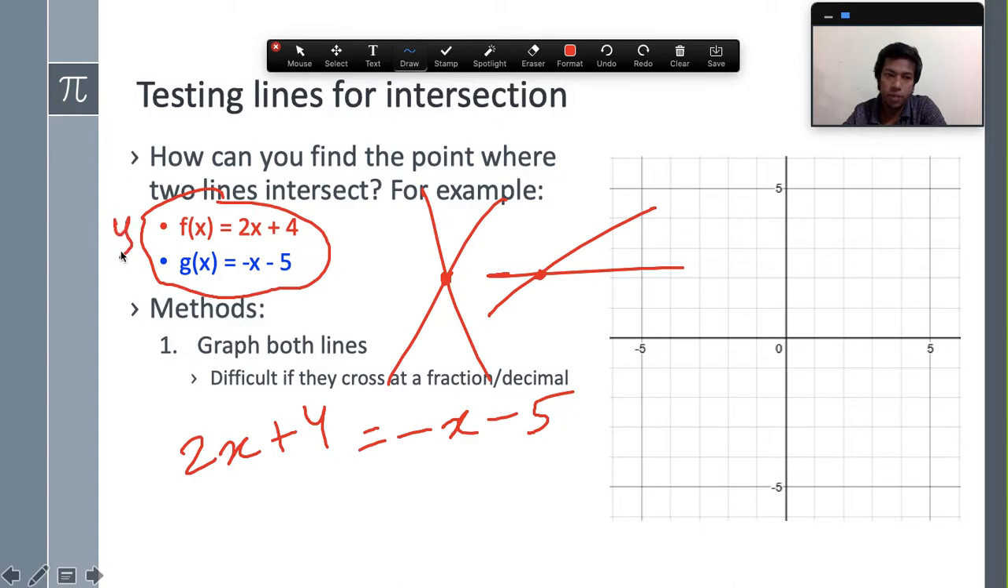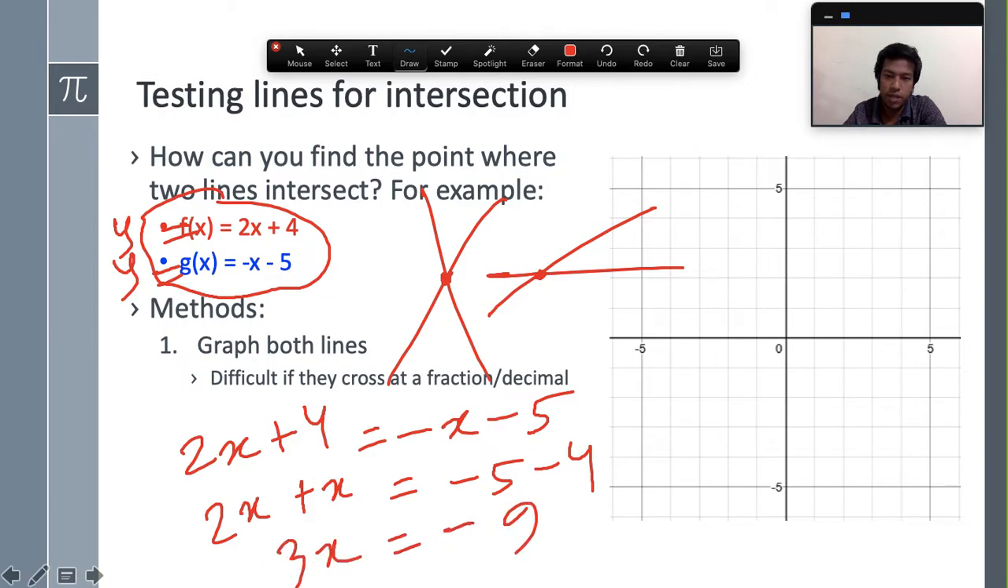How can we do that? Because this is y equals, this is also y equals, so y and y are the same thing. If they intersect, then they will be the same. Then at the point of intersection, we have 2x plus x, x comes from this side to this side, then minus 5 minus 4, 4 goes to this side. So we get 3x equals minus 9, so x equals minus 3. We divide both sides by 3.